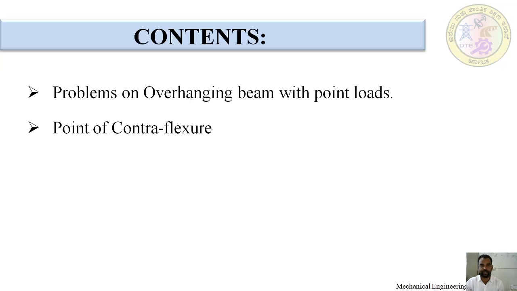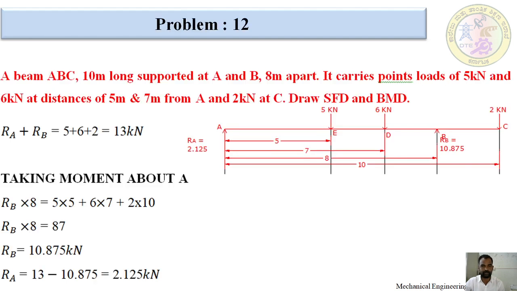Next slide, we are going to have two contents of this session. First is problems on overhanging beam with point loads. Until previous sessions, we have solved only cantilever beams and simply supported beam. In this session, we are going to have two problems on overhanging beam with point loads, and secondly, what would be the concept of point of contraflexure. Next slide, we are going to have one problem.